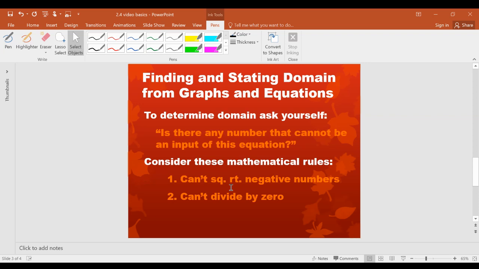Any values that would cause either one of these things to happen, either a square rooting of a negative or division by zero, would not be allowed, and we would have to restrict those out of the domain. A good general guideline to start out is to assume that you have a domain of all real numbers, and then look for values that cause you to divide by zero. We'll cut those values out of the domain. Look for any values that would make a square root of a negative, cut those out of your domain, and whatever else is left is going to be the domain for your function.